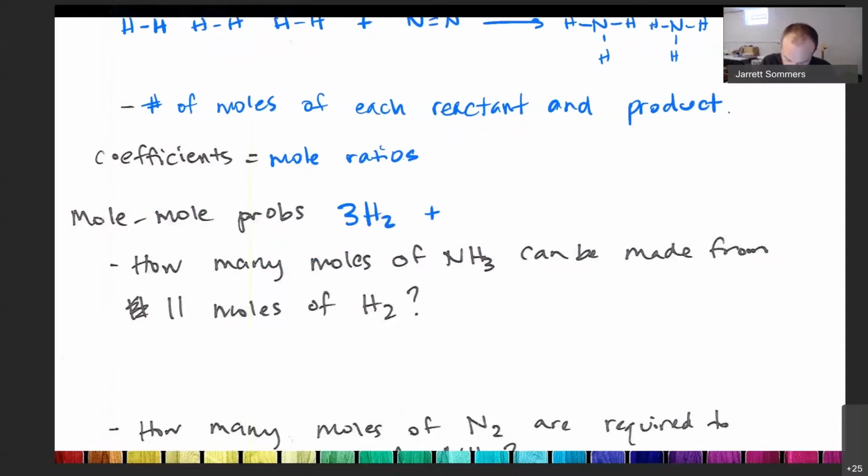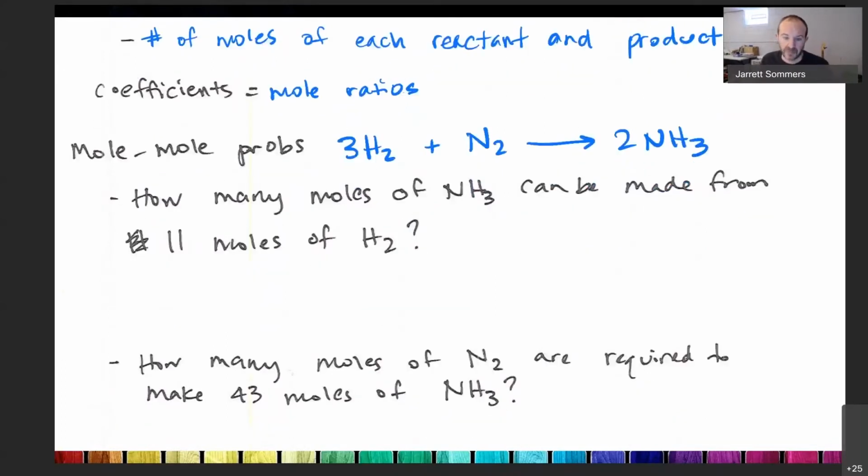I'm rewriting the reaction here, so you can see it on this part of the notes. We're going to use this reaction all day. By all day, I mean for the next 25 minutes. And there's two kinds of problems. The first one is moles to moles.